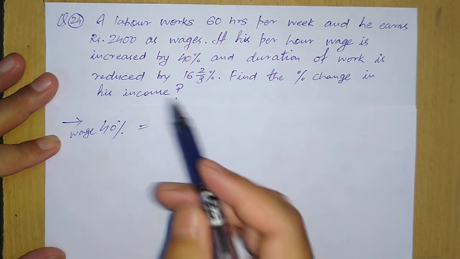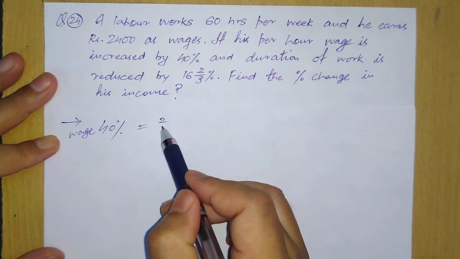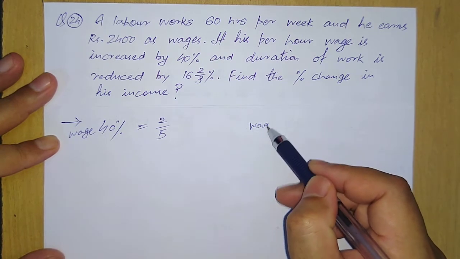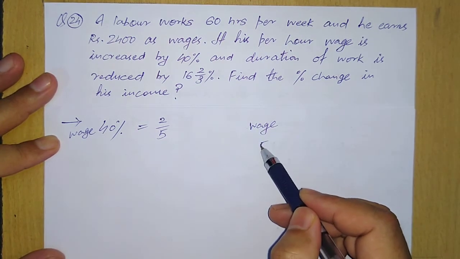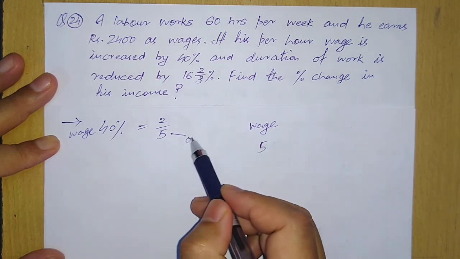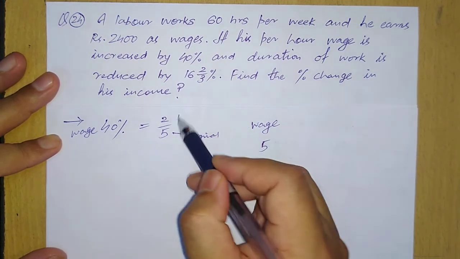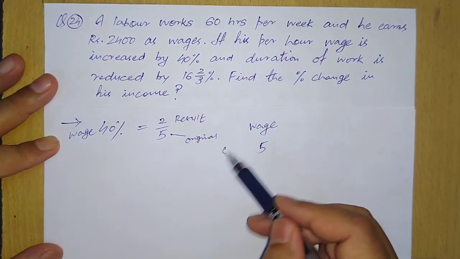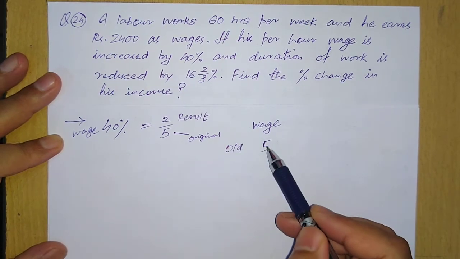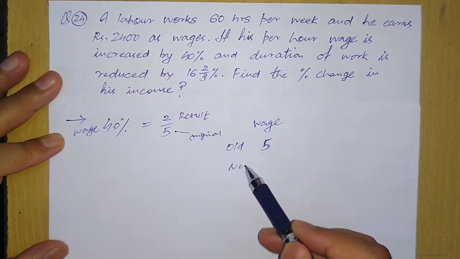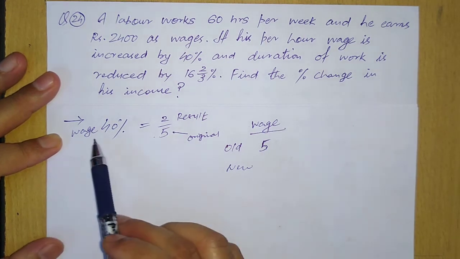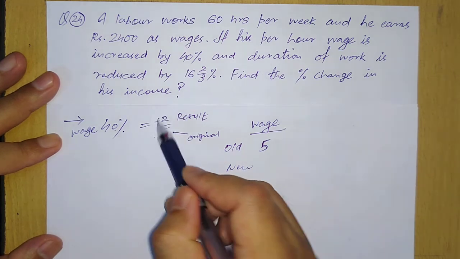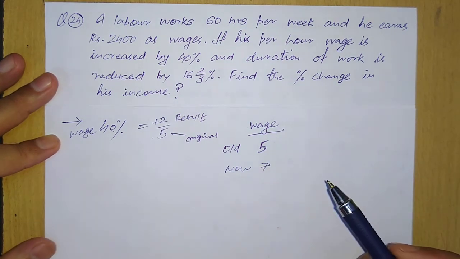If his per hour wage is increased by 40%, 40% is 2 by 5. So the earlier wage, the original, was 5. This is the original, and this is the result. Now the old wage is 5, but now his wage was increased by 40%. So 2 has been increased out of 5. So 5 plus 2, the new wage is 7 units.